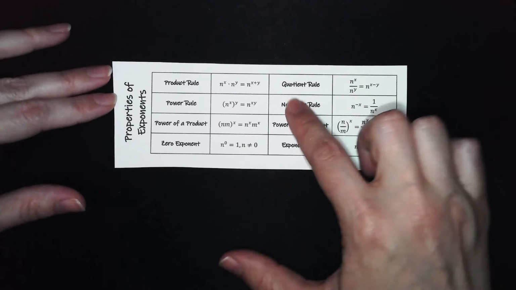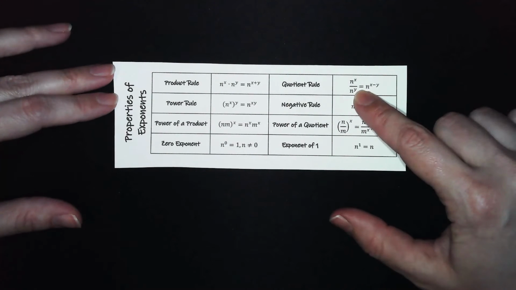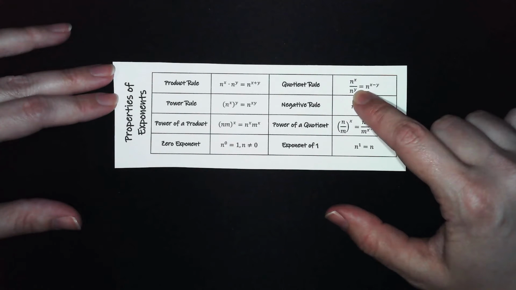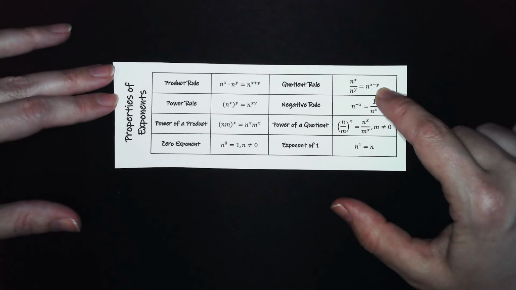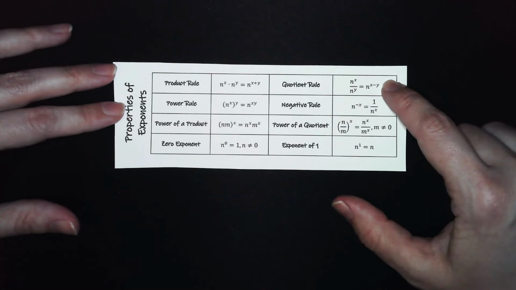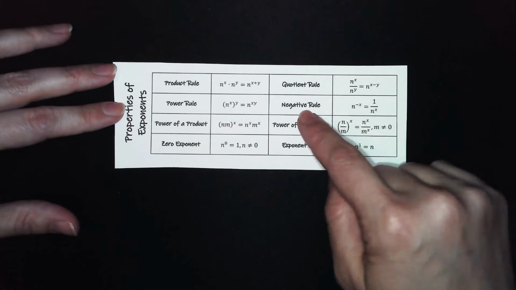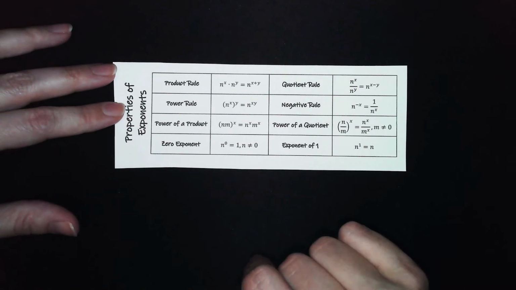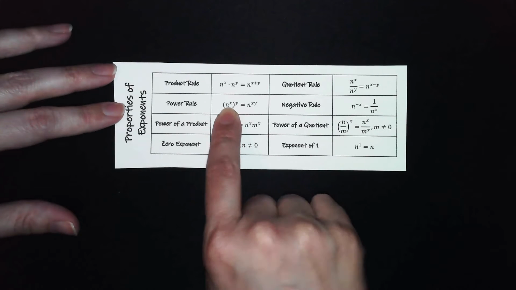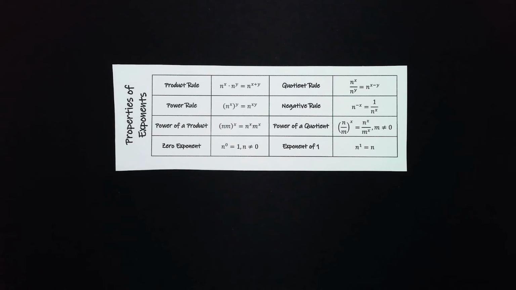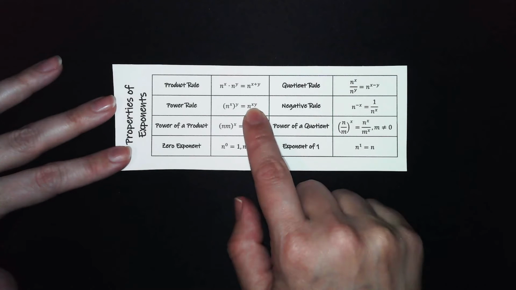Okay. The quotient rule is when it's a fraction, so now you have a term divided by a term. If the bases are the same, you can subtract their powers. Sometimes this leaves you with a negative power, and then you've got to use the negative rule, but we'll talk about that in a second. The power rule is this time I have a term, and this whole term is taken to a power. So in that case, you multiply the powers.